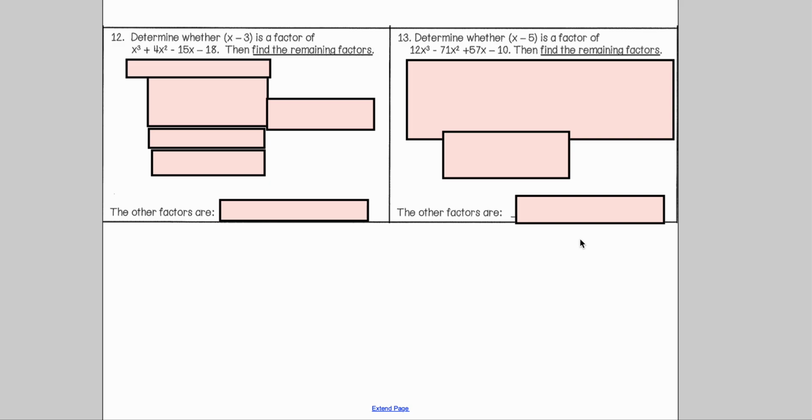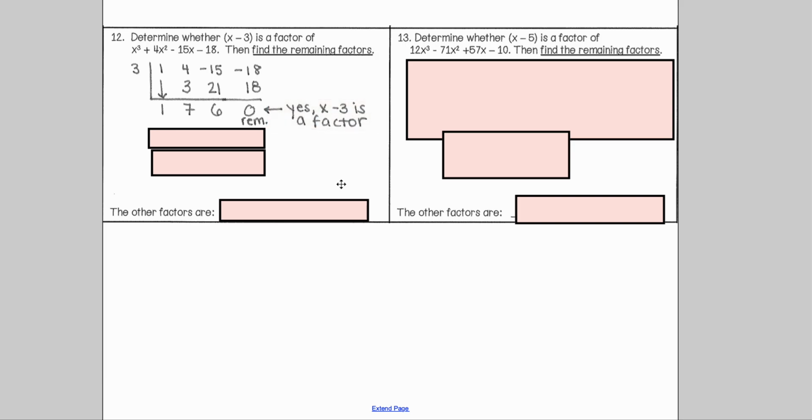So let's start with the first part, determine whether it's a factor. So this is from yesterday's lesson where you're going to do synthetic division with your r value. So your r value in this case would be 3. Put your numbers 1, 4, -15, and -18, and do synthetic division. And what we're looking for is a 0 remainder. So in this one, the remainder is 0. And so that answers the first question. Is it a factor? Yes, x minus 3 is a factor because we got a remainder of 0.